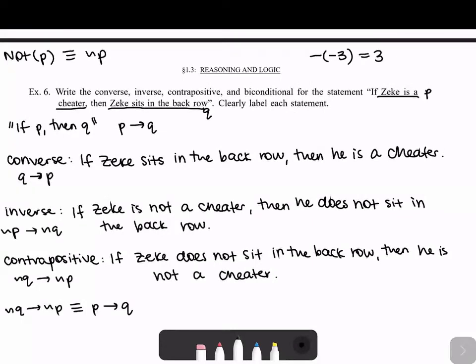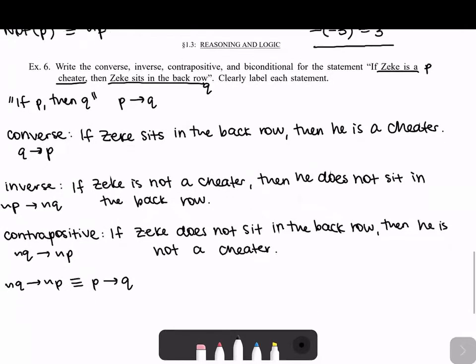When we switch P and Q, it doesn't say the same thing. We also know that when we negate P and Q to get the inverse, it doesn't mean the same thing. But whenever we do both, we actually end up getting exactly the same thing back, just like how these two negatives will cancel to get us back to the 3 that we had originally. So these things are logically equivalent.